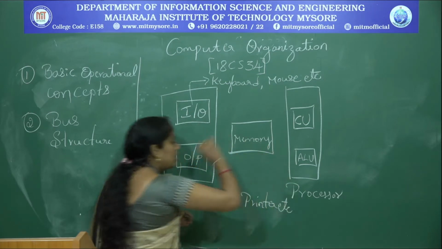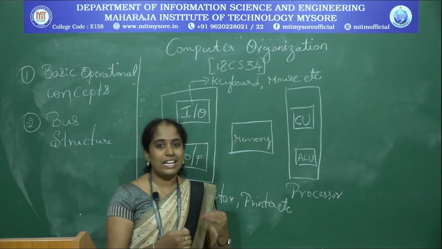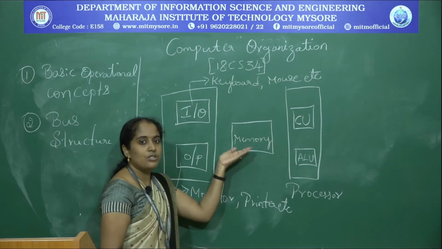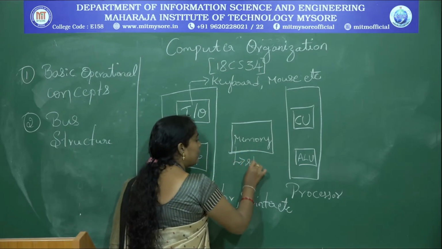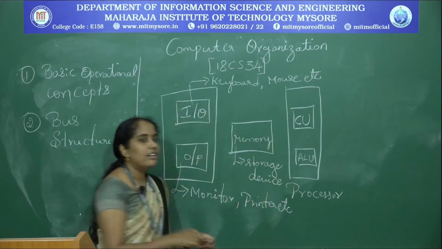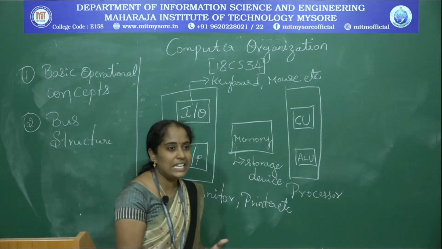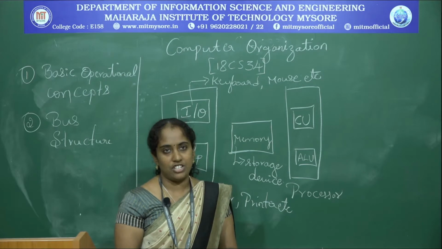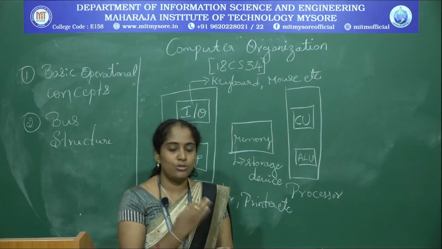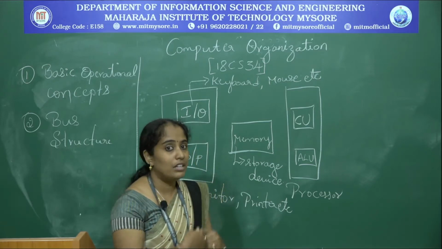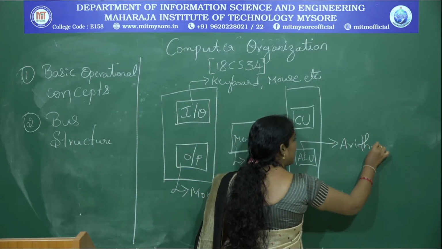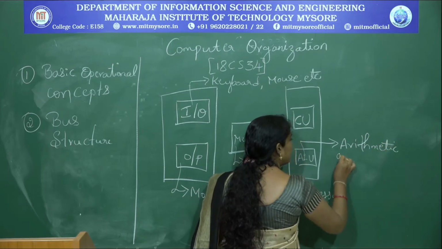If the user needs to store the data for further use, in that case they use memory. Memory is a storage device. And if the user needs to perform any arithmetic or logic operations, say for example in your C program, addition of two numbers, in that case your computer will use the arithmetic and logic unit.